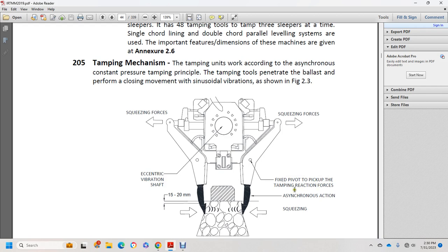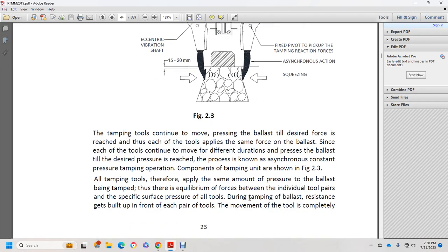tamping reaction forces. You have 15 to 20 millimeters, a synchronizing action and a squeeze. The tamping tool continues to move, pressing the ballast till the desired force is reached. Each of the tools applies some force on the ballast, and each of the tools continues to move with a different duration of pressure on the ballast till the desired pressure is reached.